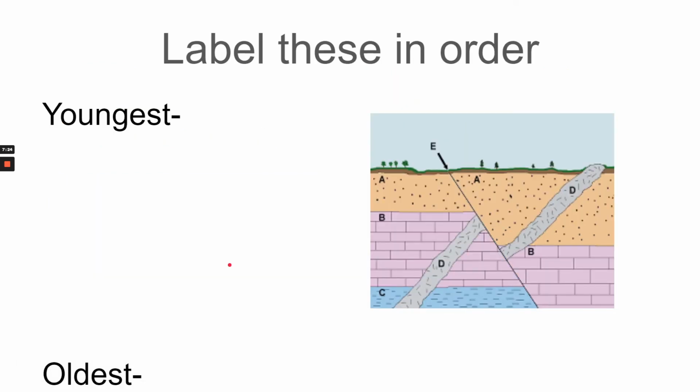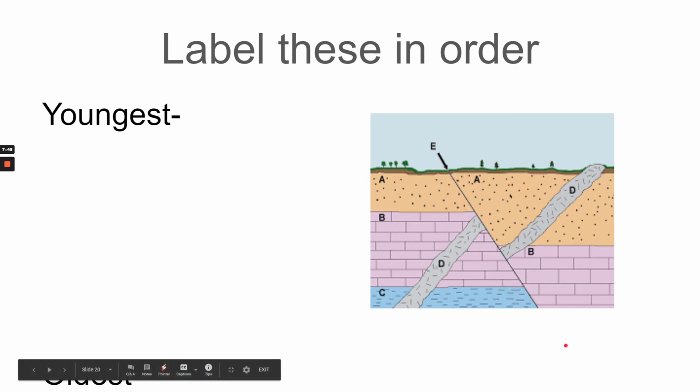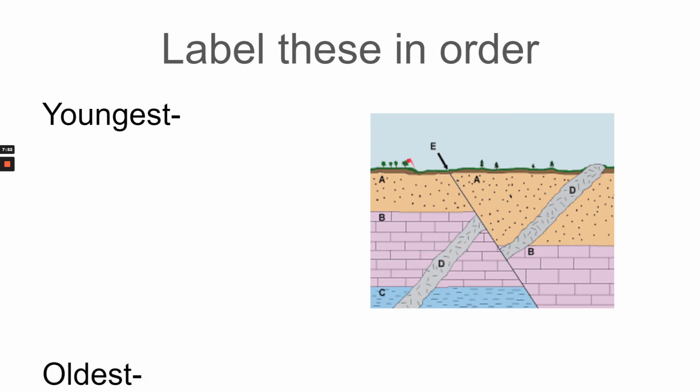So if we wanted to think about how to label these in order, I have A, B, C, D, and E here. So I like to work from the bottom up, but also you can start from the top. So A is definitely the youngest. It's at the top as far as the layers go. But E cuts through all of them. So E has to be the very youngest. I can see that this part moved up a little bit because this section is smaller than this section.